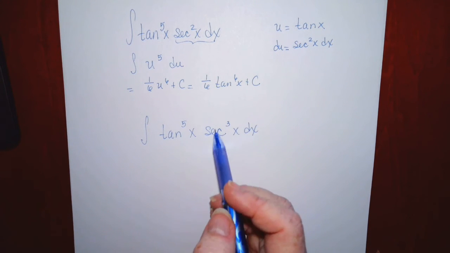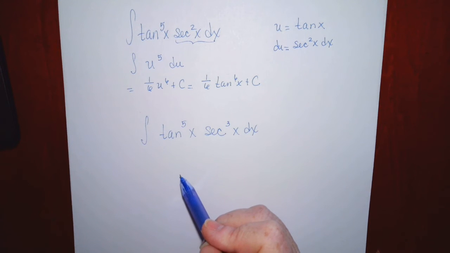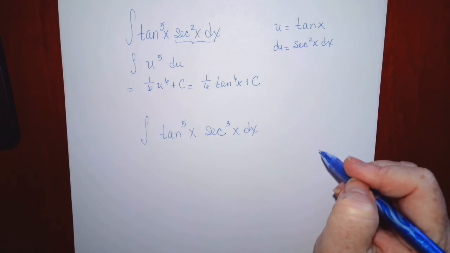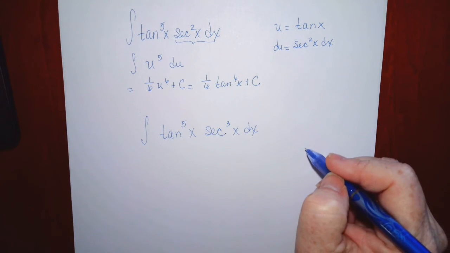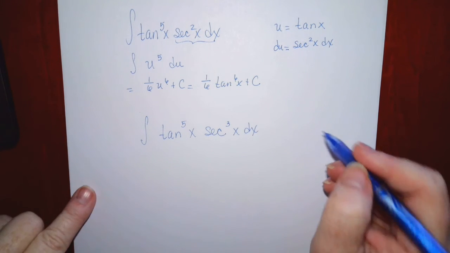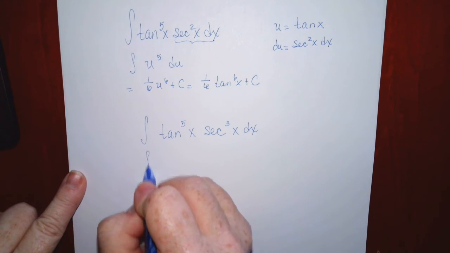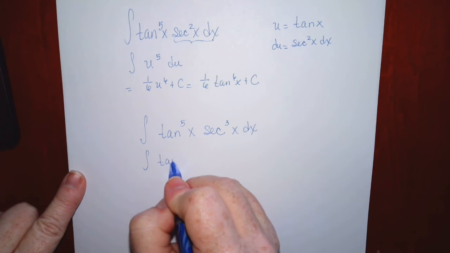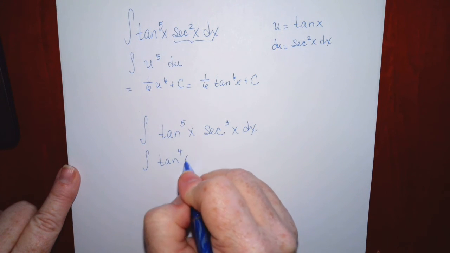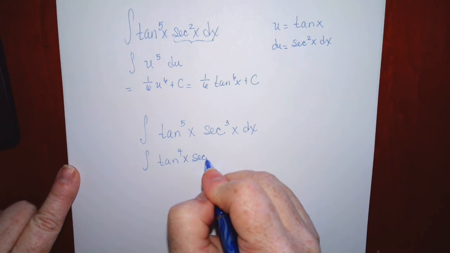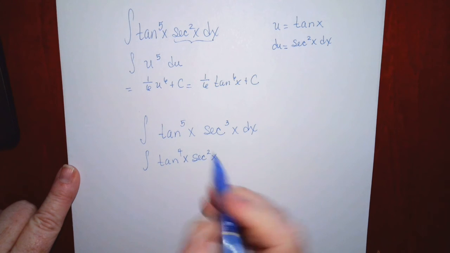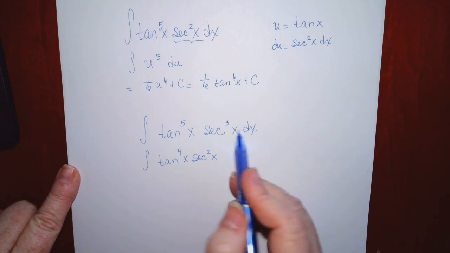So what's the other derivative involving secants and tangents? Well, it's secant tangent, and that's the derivative of secant. So let's try pulling off a secant tangent. So I'm going to pull off one tangent and one secant.